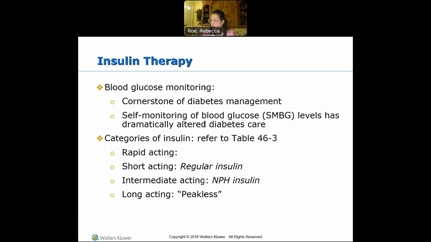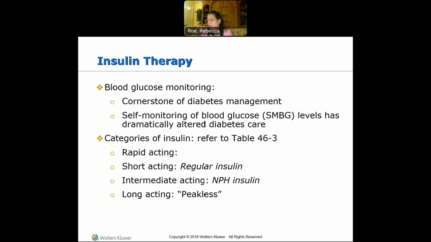So now we get into insulin therapy. There's a variety of insulin preparations available today. They each have different characteristics, and there is a table 46.3 that goes through each in detail. We'll talk about the rapid acting, short acting, and intermediate acting.